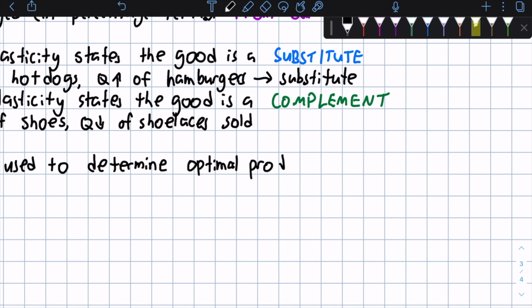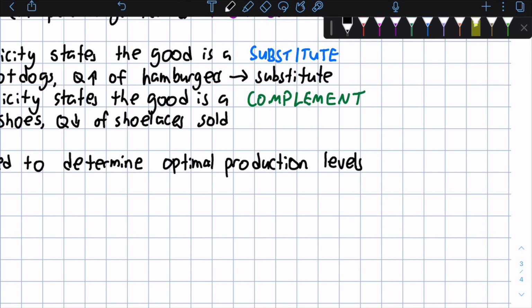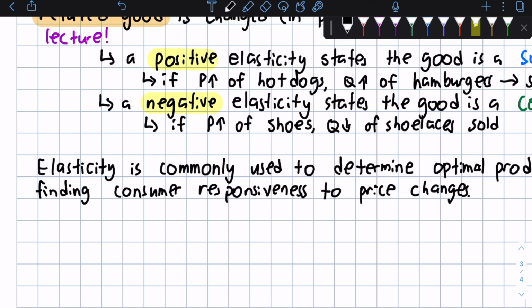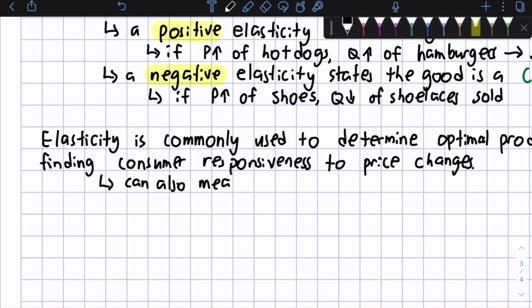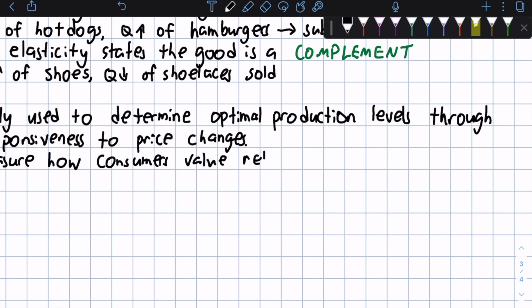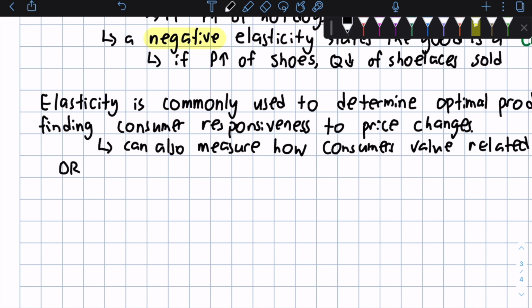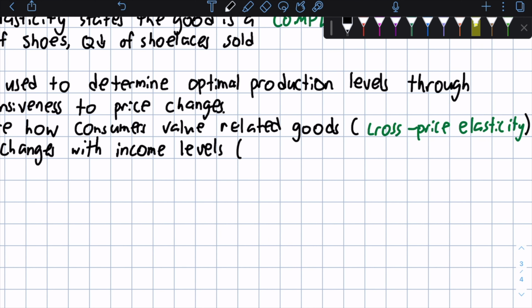Elasticity is commonly used to determine optimal production levels as well, through finding consumer responsiveness to certain price changes in the supply chain. It can also measure how consumers value related goods through the cross-price elasticity, or how demand changes when the income levels of consumers change, using the income elasticity.